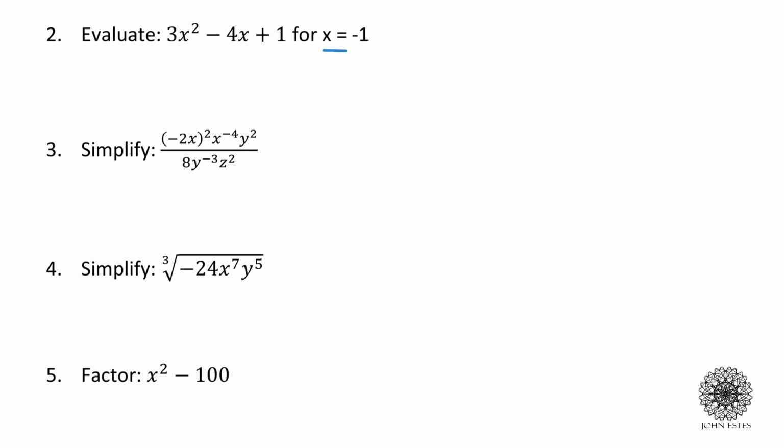Now secondly, I want to evaluate this expression for x equals -1, and so that means all I have to do is replace x with -1. So I have 3 times -1 squared minus 4 times -1 plus 1. I need to be careful with my arithmetic here, but I know that -1 squared is 1, so I have 3 times 1. And I know that -4 times -1 is a positive 4, and then I have a plus 1. So 3 times 1 plus 4 plus 1 is 7 plus 1, which is 8.